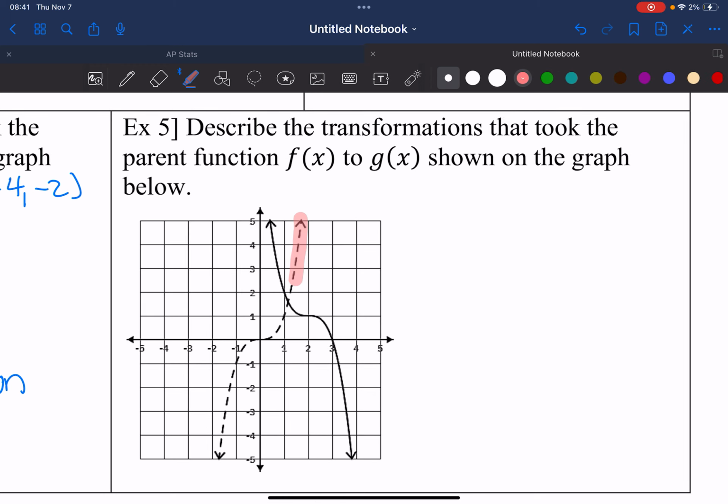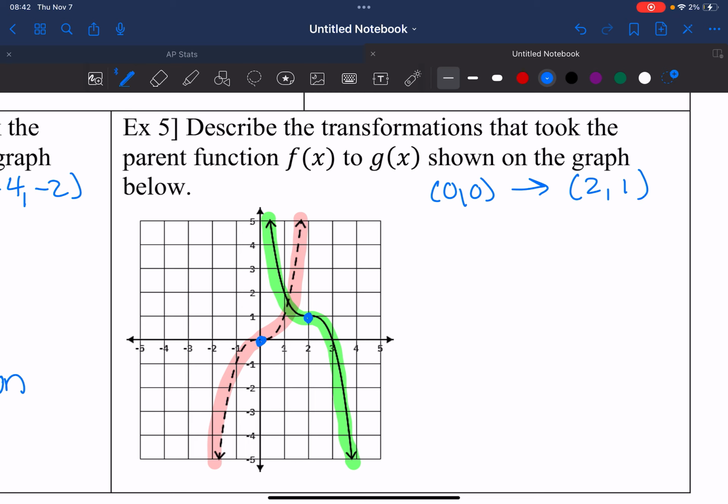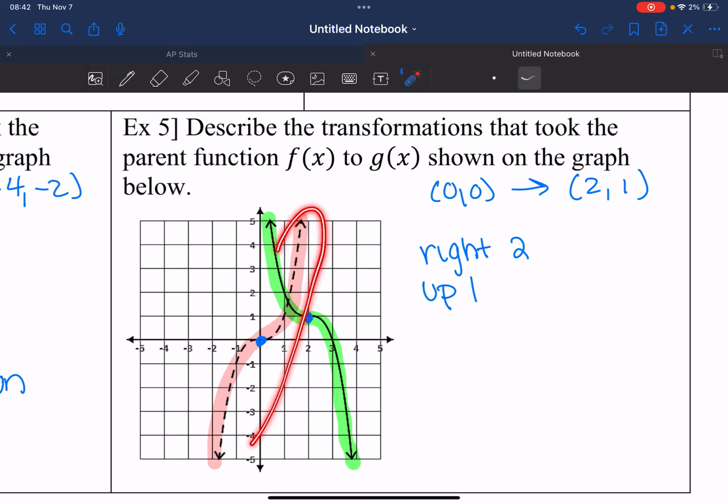Okay, example 5. We're comparing our parent function, that dotted line there, to our new function. We started at the origin 0, 0, and it looks like we moved to 2, 1. So 0, 0 to 2, 1. This means that we moved right 2 and up 1. But notice that if we were to take our original function here and flip it, it looks like this got reflected across the y-axis.